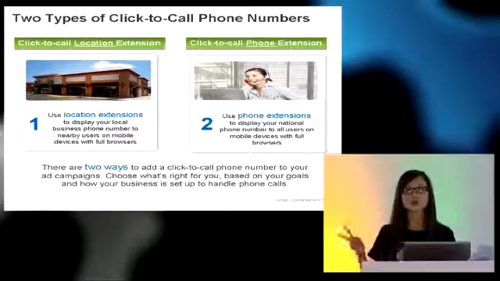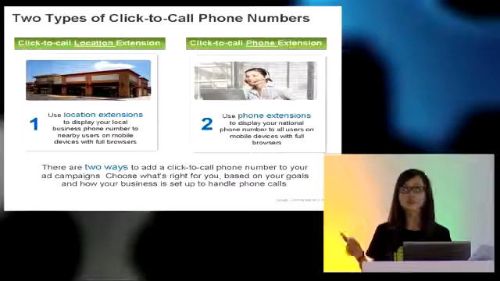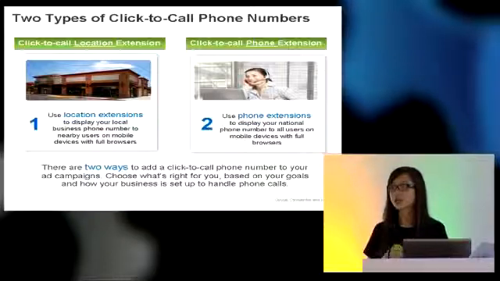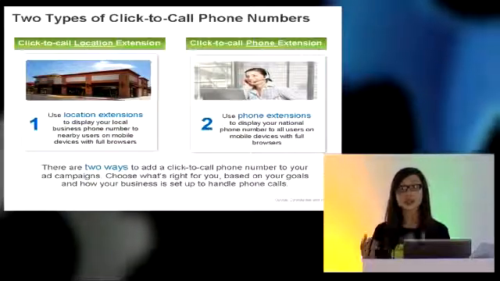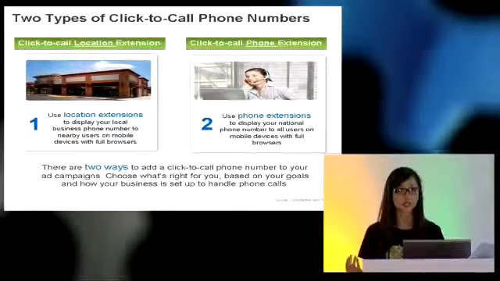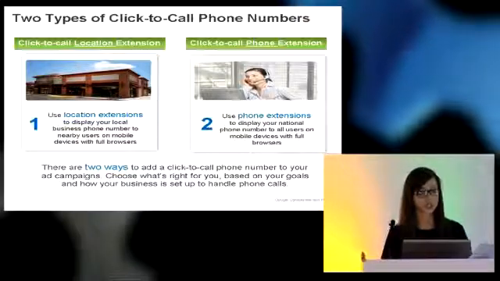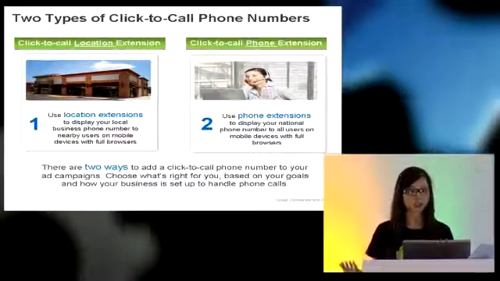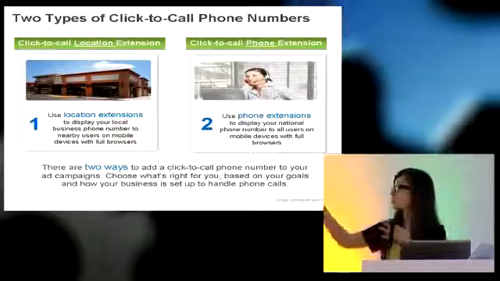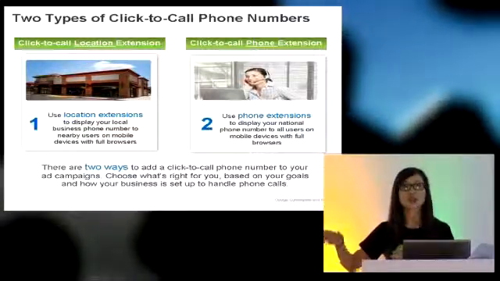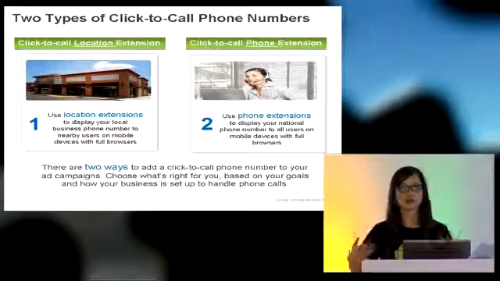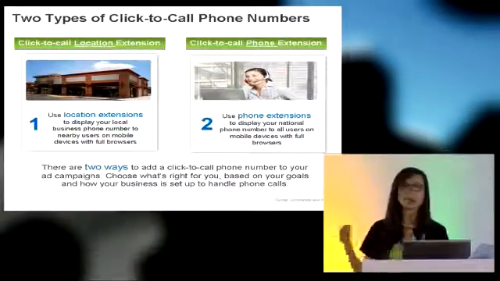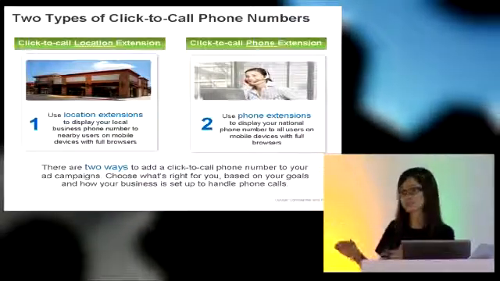So there are two types of click-to-call. The first one is location click-to-call. What that means is that when a user is within the vicinity of your business, so if you have a branch network, such as the post office, and they're searching, the ad will show up with a local number. So when we say local number, like 0207, 0171, things like that, and also a map.